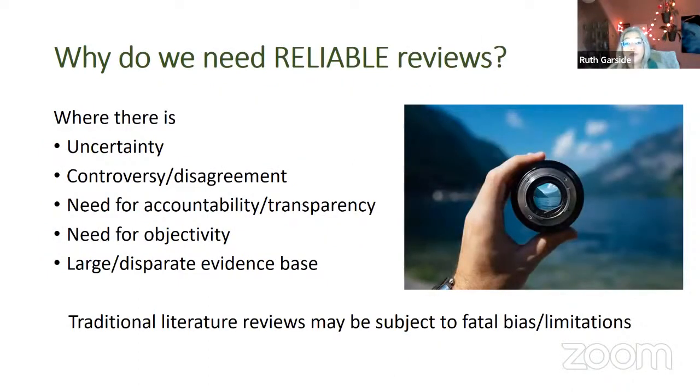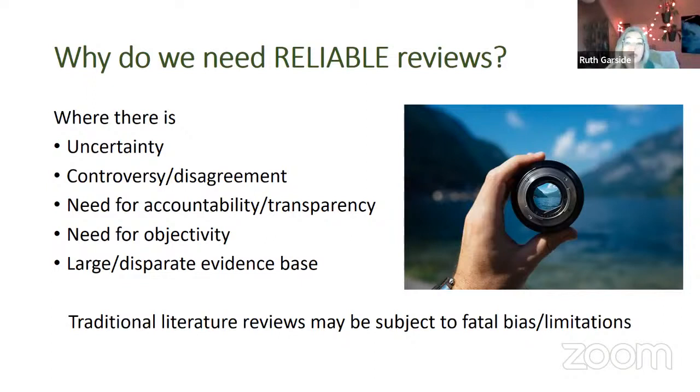So we certainly need reviews. Why do we need reliable reviews, like systematic reviews are? These might be particularly important where there's uncertainty about the impact, where there's controversy or disagreement about what the answer is. We also need to produce reviews where there's accountability and transparency about how we've identified the studies and how we've dealt with them in order to come to the conclusions that we've come to. We need to be objective about this and not allow our preconceptions to influence what we're looking at. And reliable reviews are also good where there's a large or disparate evidence base.